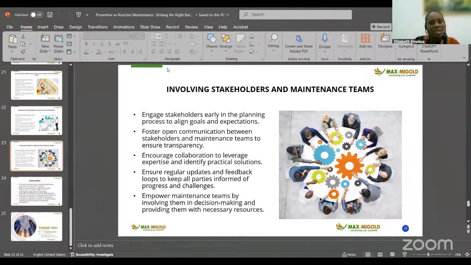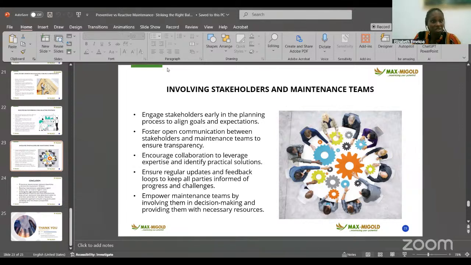Involving stakeholders and the maintenance team. Whenever you've done this schedule and others, always discuss it with your stakeholders. Engage them early on in your planning. What does that mean? When you have your maintenance plan for the year, you share it with your clients, you share it with your team members. Don't just keep it under your laptop or under your table, or place it on the wall and say, this is our maintenance plan.